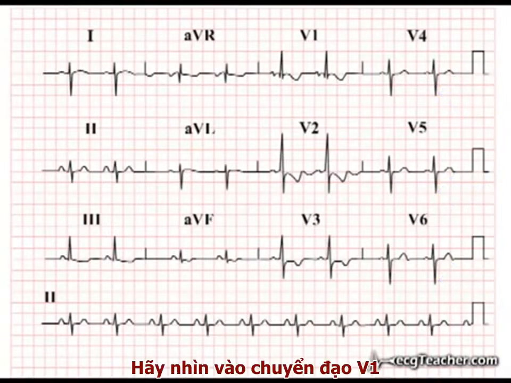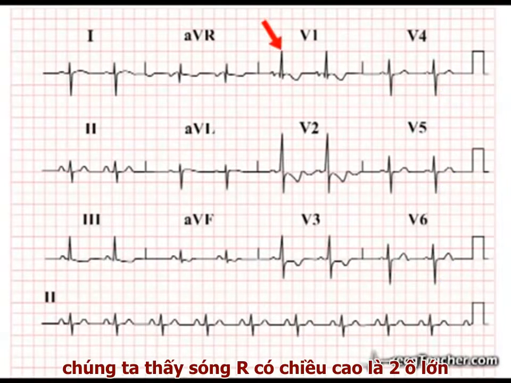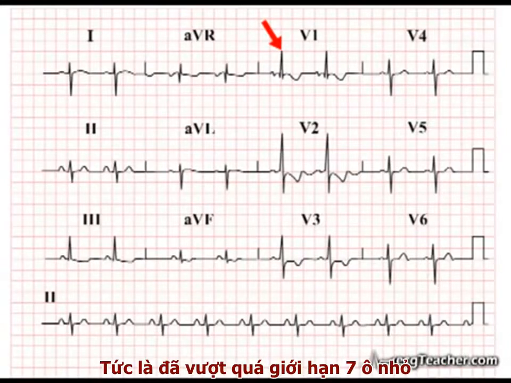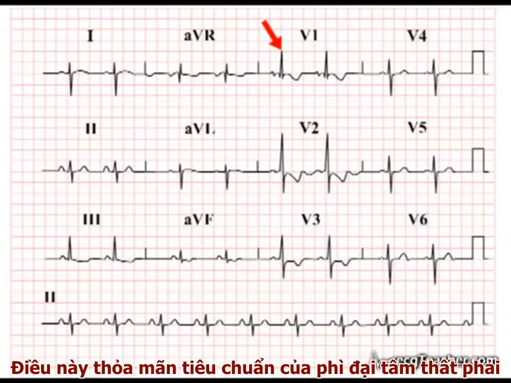When we examine lead V1, we find that the R wave is 2 large squares in amplitude, or 10 small squares, well above our limit of 7 small squares. This is consistent with underlying RVH.